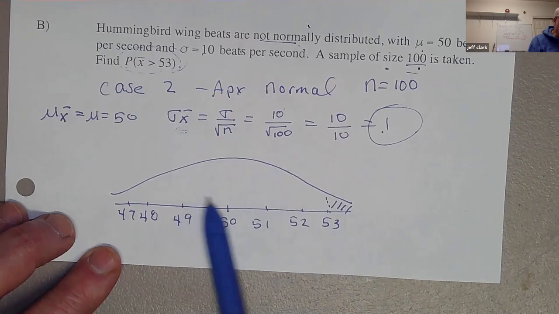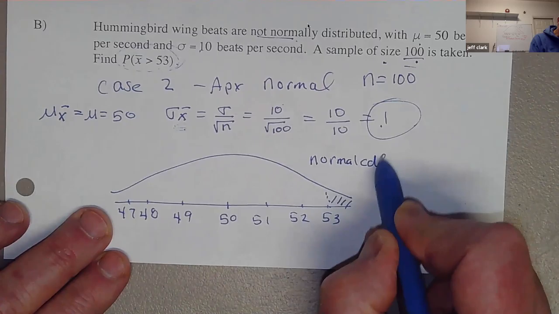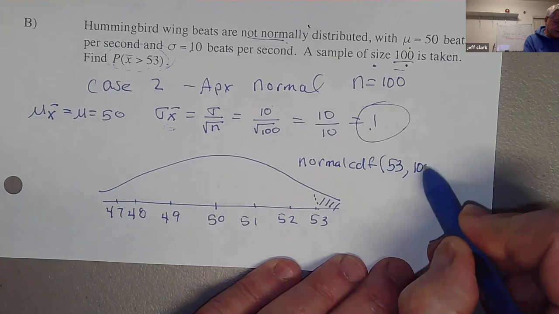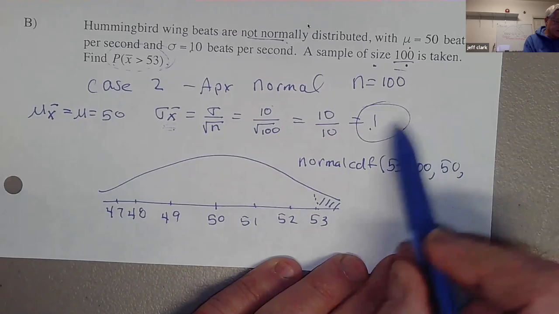So not very likely, but we find the number by going normal CDF. And then we put that in as left is 53, right is ridiculous. Hey, we could use 100 now. Mu sub x bar, oh, that's 50. That's the middle, right there. And then sigma sub x bar is 1.